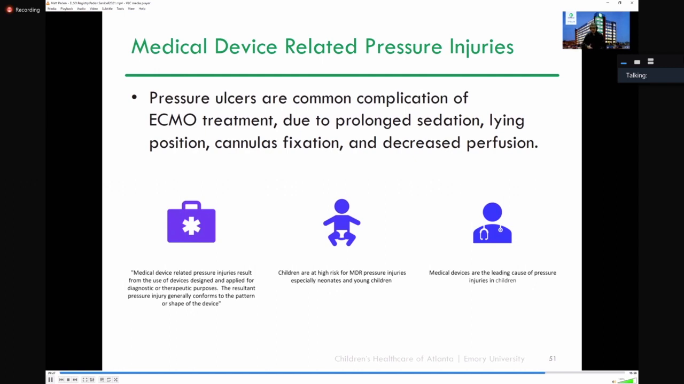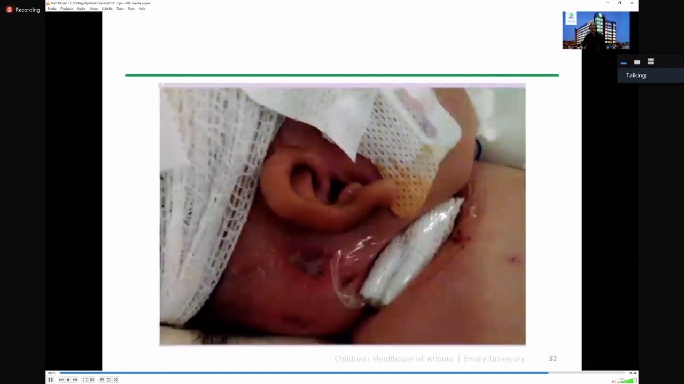And the smaller the kid, the more likely this is to be a problem. While I'd love to get my toddlers up trying to crawl around my ICU on ECMO, it's just really not feasible. So those patients do end up with more sedation and lying there longer. And this is a common view of what it looks like. So this is one of our patients who had a cannula-related pressure injury. The cannula actually was inserted and went in down here. This is all from how it was sewn in and the force being placed on the neck there.